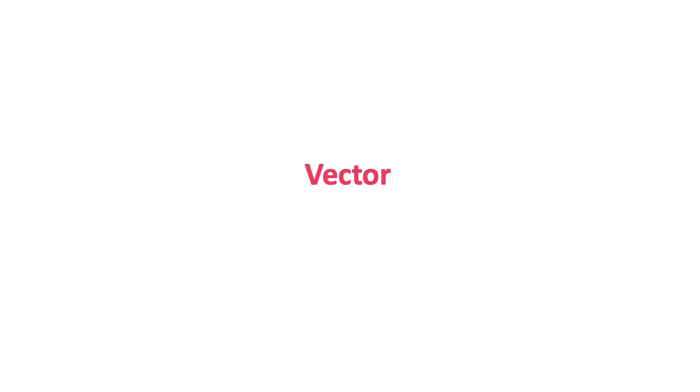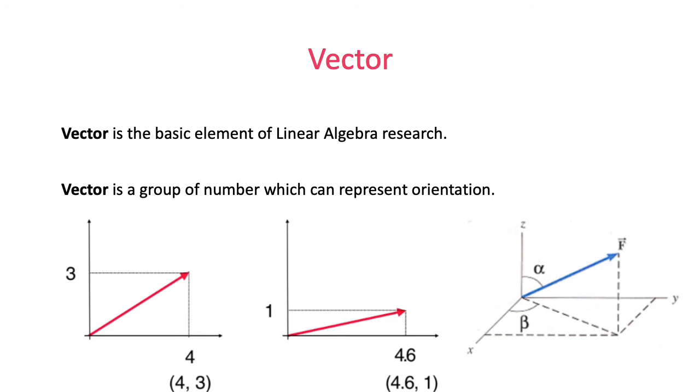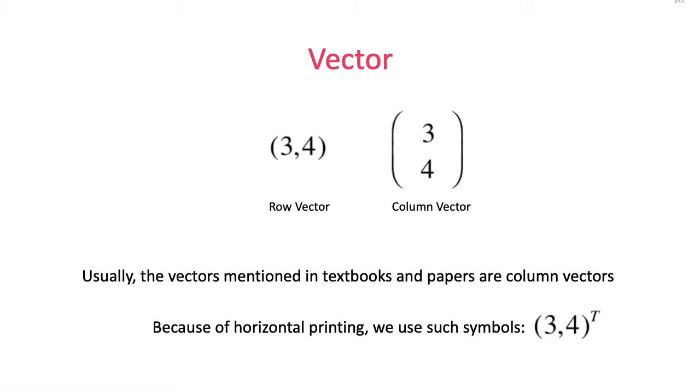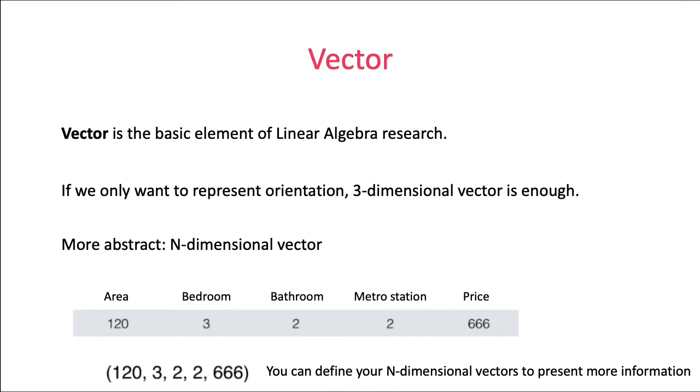The first part is the vector. The purpose of this part is to arouse people's memory of linear algebra, so this is mainly used for a warm-up. This part mainly introduces the basic knowledge of vector, including the starting point of a vector and the order of the numbers in a vector, and also the row vector and column vector, and the geometric representation of vector in different dimensions.